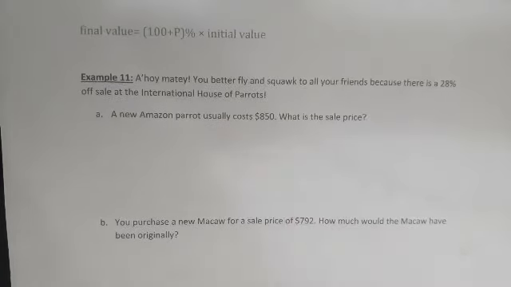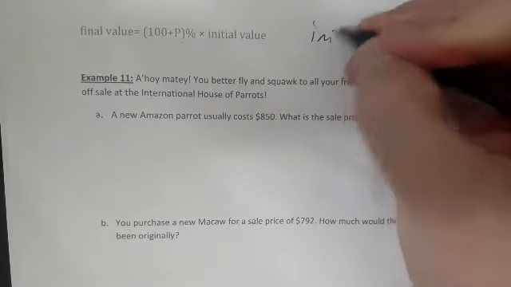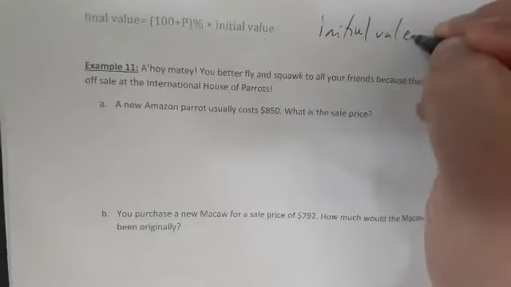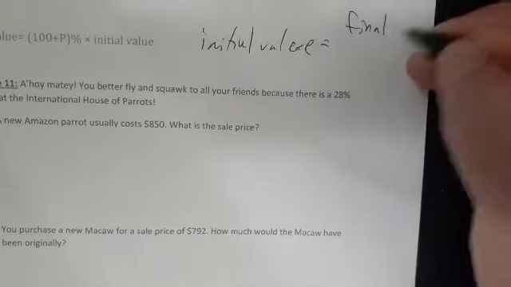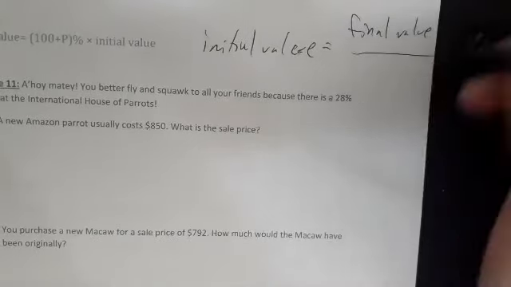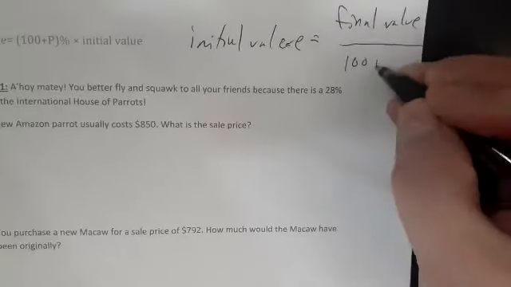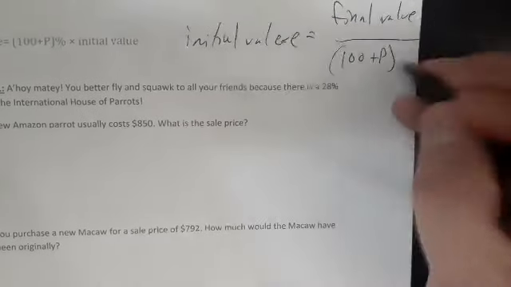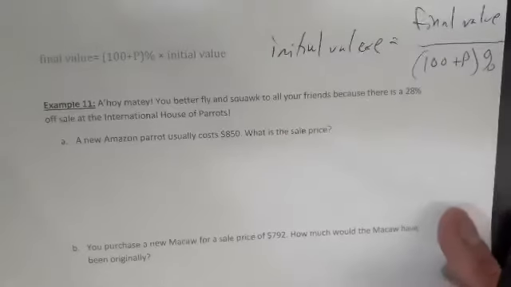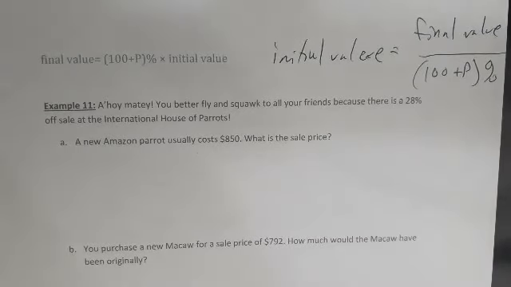And I think that's what the book gives you, something like this. They give you final value equals 100 plus p times the initial value, and then they give you another one that's solved for initial value. It is the same formula, just solved for different things. So those are the two formulas the book gives you.